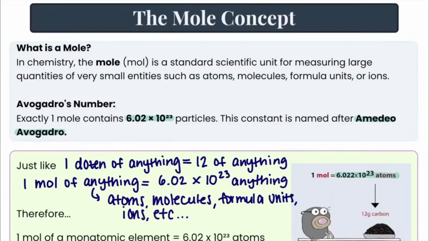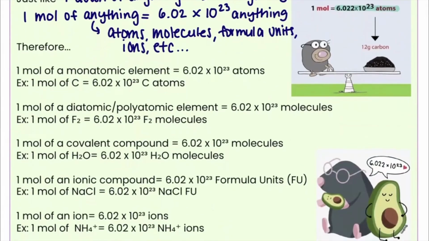You're probably wondering. Well, the mole allows us to measure very large quantities of very small particles. Atoms and molecules and ions are microscopic. We can't count them individually, so we can group them together, just like we group eggs into dozens. Let's take a couple examples of how we use the mole.